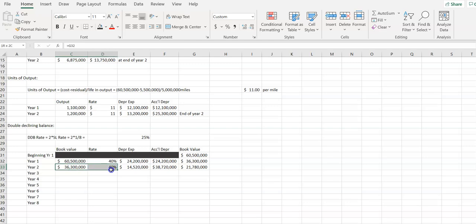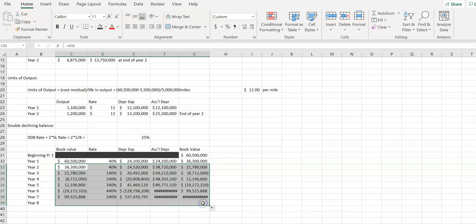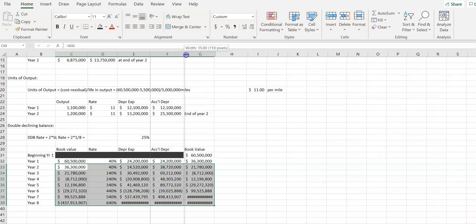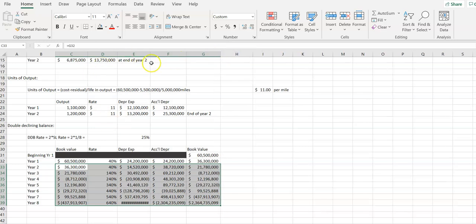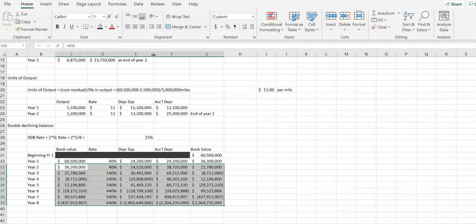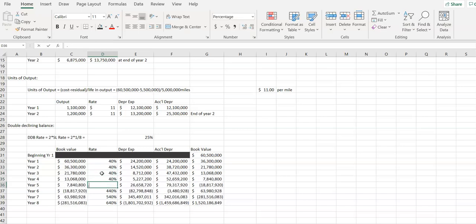Now what you can do is you can just copy this down. All right, and it's already all done for you. But if you notice, it goes a little too far. So the thing about double declining is you have to stop it when it hits a certain point. Okay, so let's see. I did something wrong here. I don't know what I did wrong. I don't have a formula here, so I don't know why it just didn't copy down 40%. But that's part of the problem.